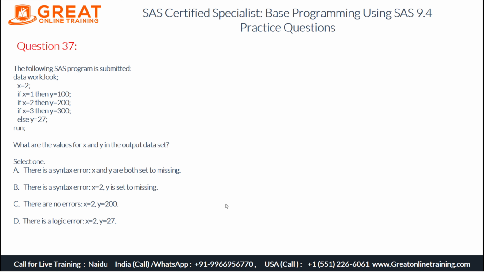As you can see here, x is equal to 2 is the variable that we already assigned, and if x is equal to 1 then y is equal to 100. So the first line of code is checking x is equal to 1, but the actual value of x is 2, so the statement is false.